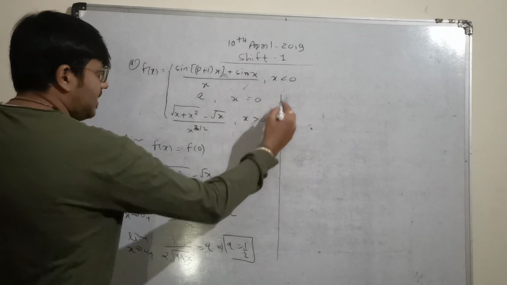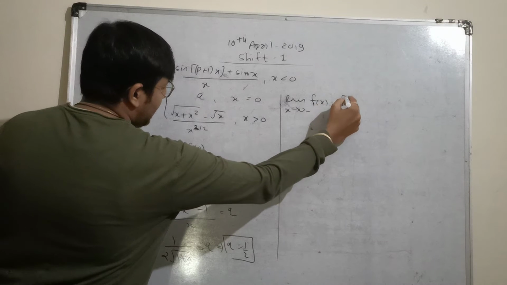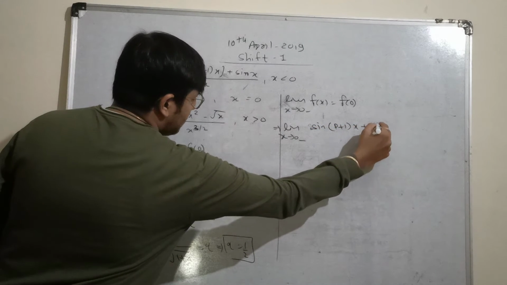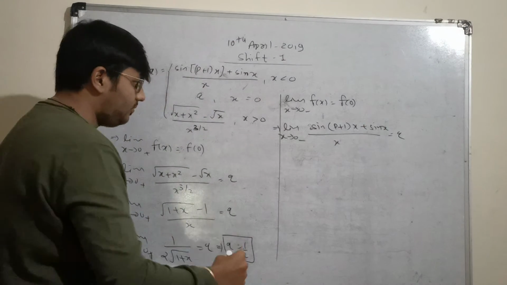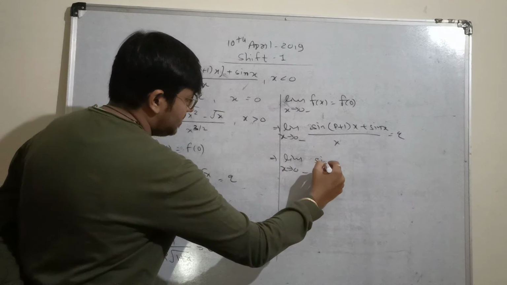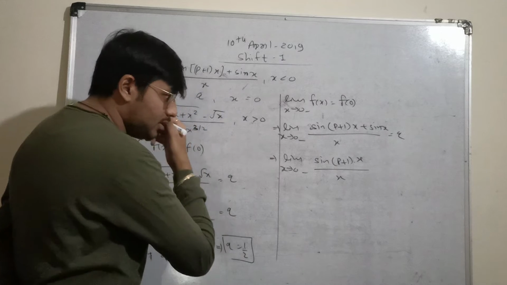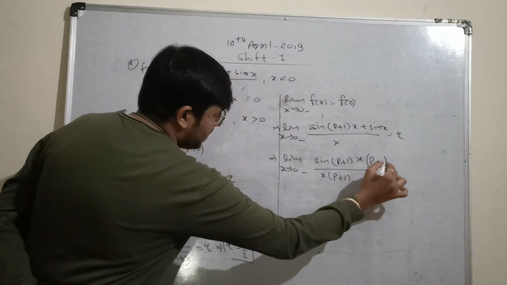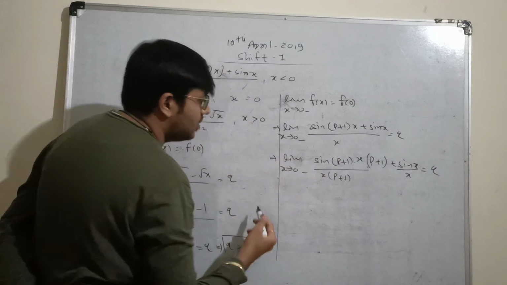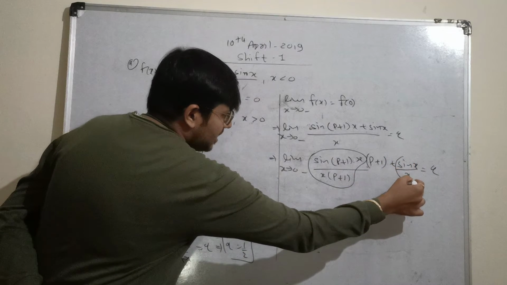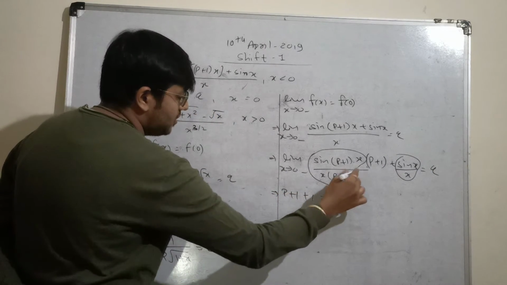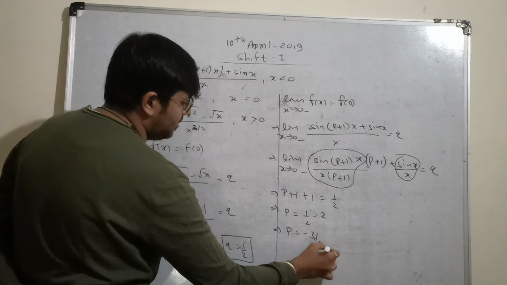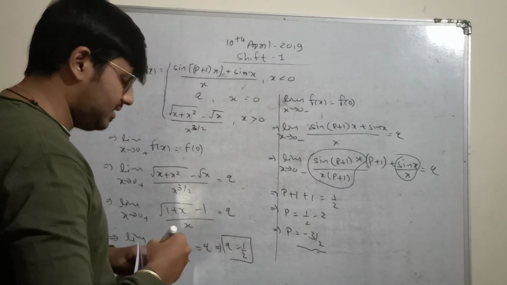And now let's take the limit x tends to 0 minus f(x) as f of 0. So limit x tends to 0 minus, it's sin((p plus 1)x) plus sin x by x equals q. So I can write sin((p plus 1)x) by x. To get the answer as 1, I need to multiply with p plus 1, and here also I need to multiply with p plus 1, plus sin x by x equals q. Now as we know that this term has answer 1, sin x by x has also answer 1, so we get p plus 1 plus 1 equals q, which is 1 by 2. So p equals 1 by 2 minus 2. So p has answer minus 3 by 2. So this is your answer, that q is 1 by 2 and p is minus 3 by 2.